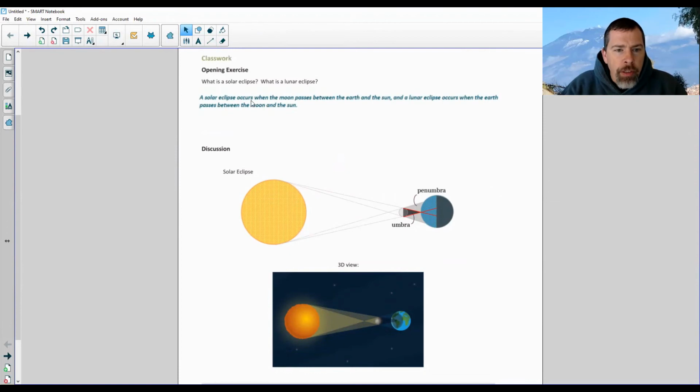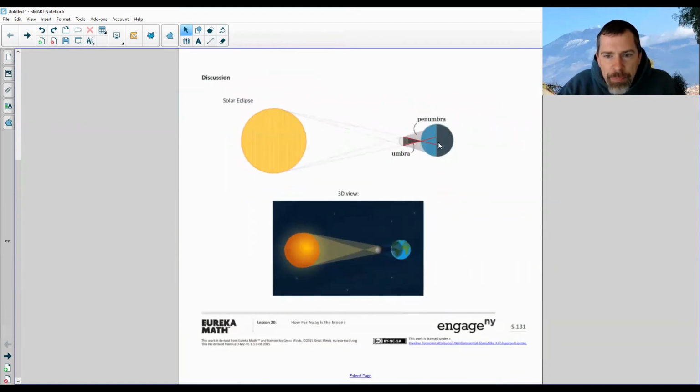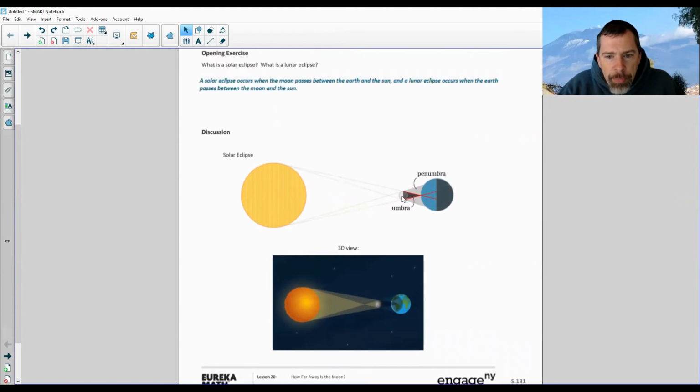Well, a solar eclipse occurs when the moon passes between the sun and the earth. So the umbra here is the moon's shadow, and the penumbra is the shadow around it. The umbra is where it's total darkness, and the penumbra is where it's partial light because one side of the sun is still visible. This is the sun, this is the moon, and this is the earth. So when the moon passes between the sun and the earth, that is a solar eclipse.